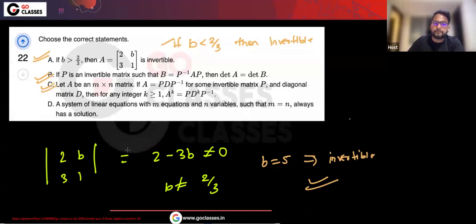What about D? If you have M equal to N, then always have solution. No, that is false, right? Why will we always be having the solution? I hope that is understood to everyone. There is no reason to always have a solution. So that is why this is false. Okay. So let me know if that is understood.